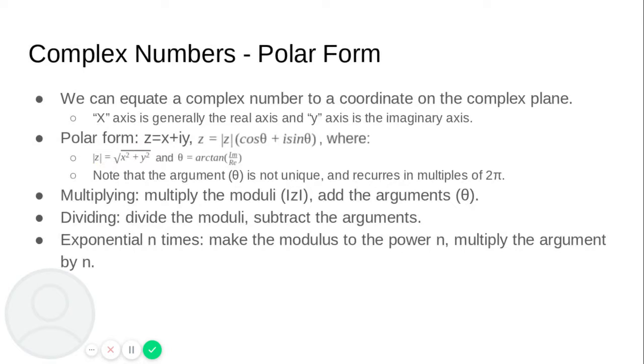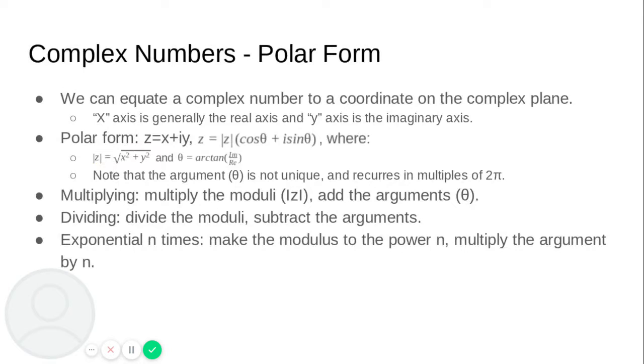So in the polar form, that means that z equals x plus iy, or yi, it doesn't matter. And z equals the modulus of z times cos theta plus i sine theta, where the modulus of z is simply x squared plus y squared, all square rooted, which is essentially the length of the position vector to the point, and theta is arctan of imaginary over real. So you can visualize that.